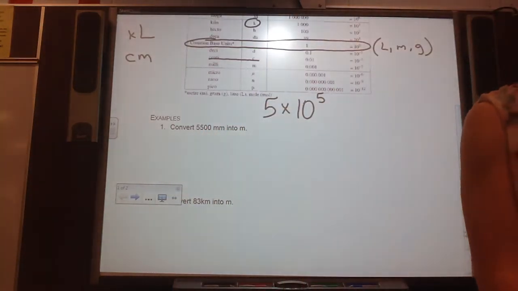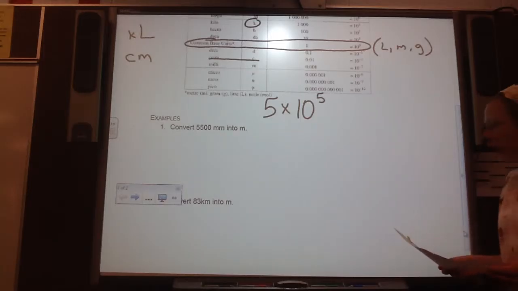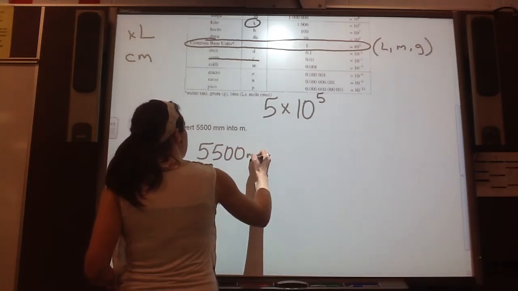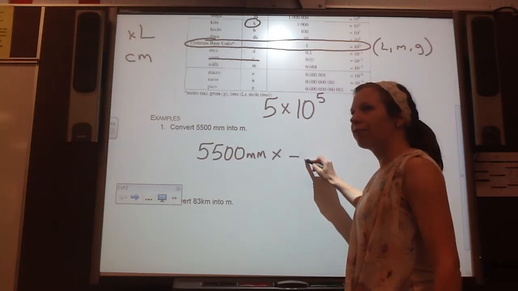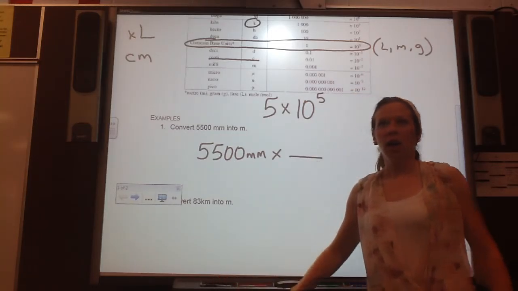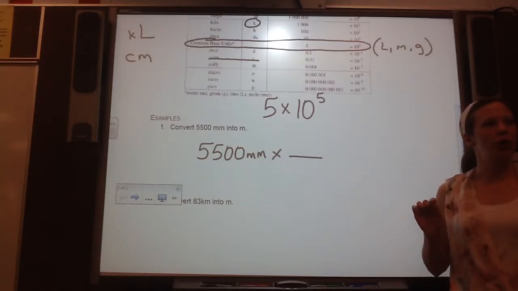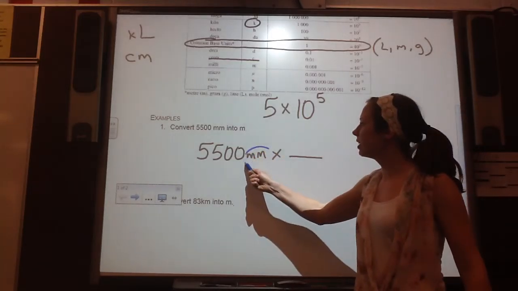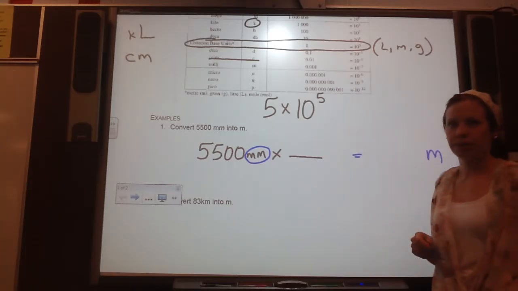Say I want to convert 5,500 millimeters into meters. So let's write down 5,500 millimeters, and I'm going to times it by a fraction because I want to cancel out this unit, and I want to end up with my answer being in meters.